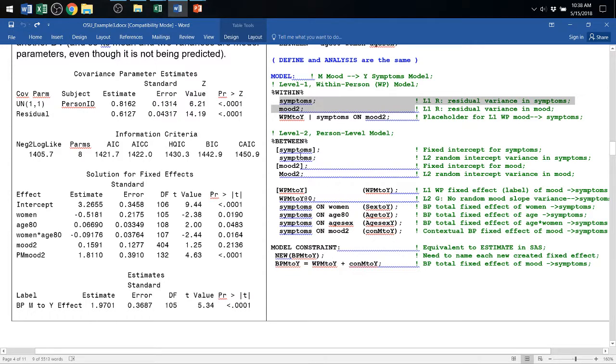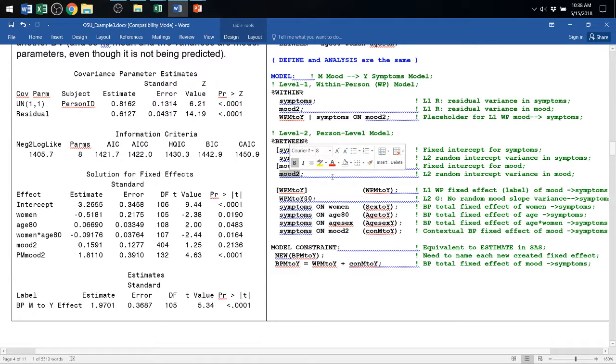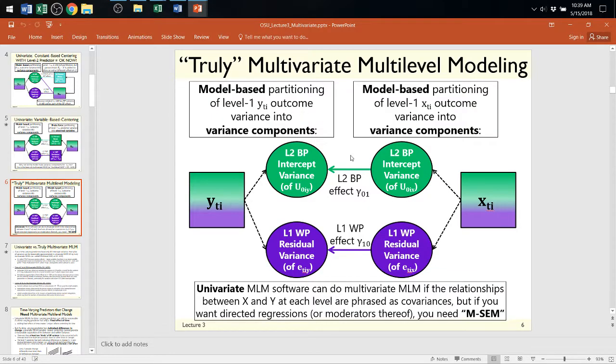Then at level 2 are all the fixed effects and any random effect variances. So in brackets, that's my fixed intercept for symptoms. Likewise, in brackets, that's my fixed intercept for mood. Symptoms listed by itself refers to its level 2 random intercept variance. Mood listed by itself refers to its level 2 random intercept variance. So now we've made these two circles, the green ones.